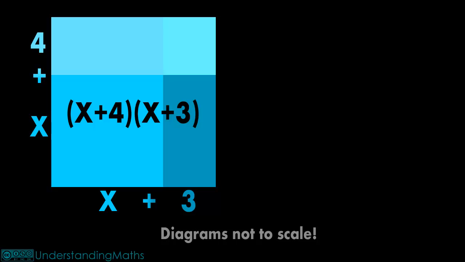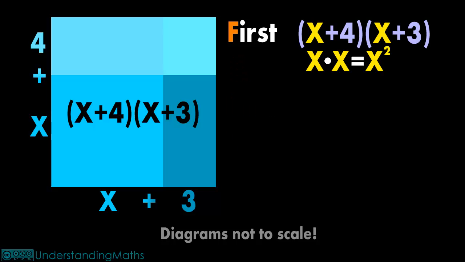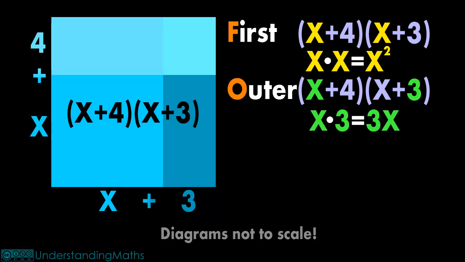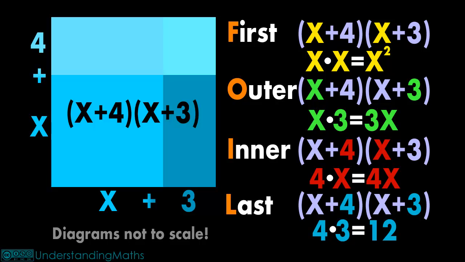So now we'll expand these brackets. The easiest way to do this is using the FOIL method, which stands for first, outer, inner, last. So for the first step, we multiply the first 2 numbers of each bracket. The first 2 numbers are x and x, so we multiply them. This gives us x squared. For the outer step, we multiply the outer numbers of each bracket, so x and 3, which makes 3x. For the inner step, we multiply the inner numbers of each bracket, so 4 and x, which makes 4x. For the last step, we multiply the last digits of each bracket, which are 4 and 3. This makes 12.